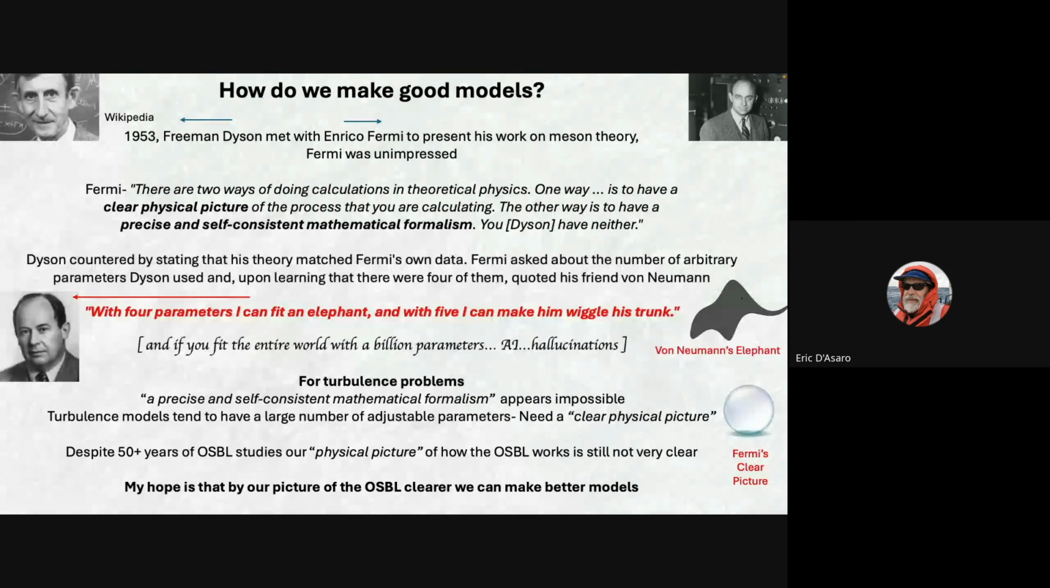And so we can forget about that part. And therefore, what you're left with are, since turbulence models tend to have a large number of adjustable parameters, you're in big danger of being an elephant. And so you need Fermi's clear picture. And that's what this talk is about, trying to get a clearer physical picture of how the turbulence in the upper ocean boundary layer works.